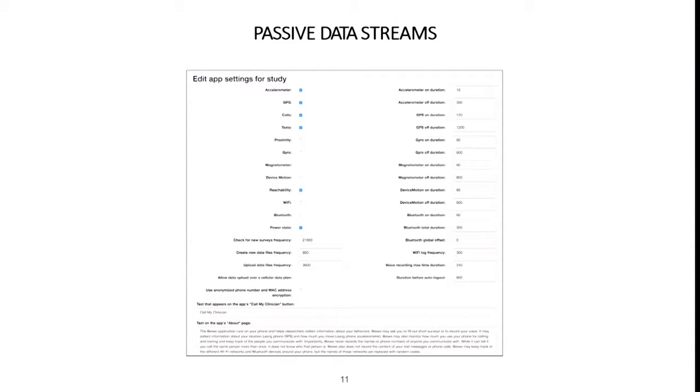So for example, if you care about GPS data, you can click the GPS button over here, and then you specify on the right here what is the duration of your on-cycle and off-cycle. On-cycle is the time period when the sensor is sampled, and off-cycle is the period when the sensor is sleeping. And the reason you have to put the sensor to sleep occasionally is to conserve battery power.